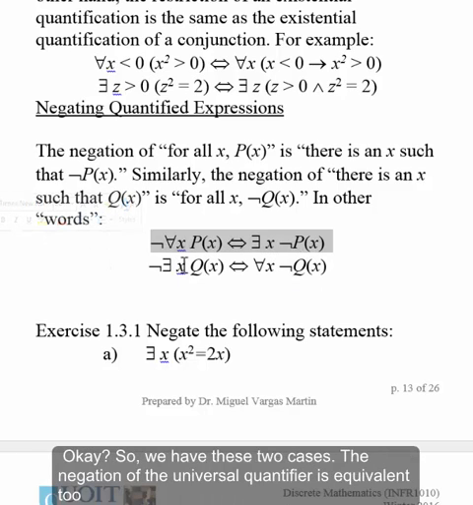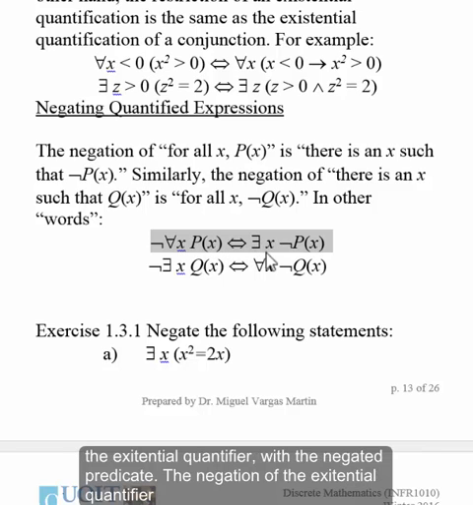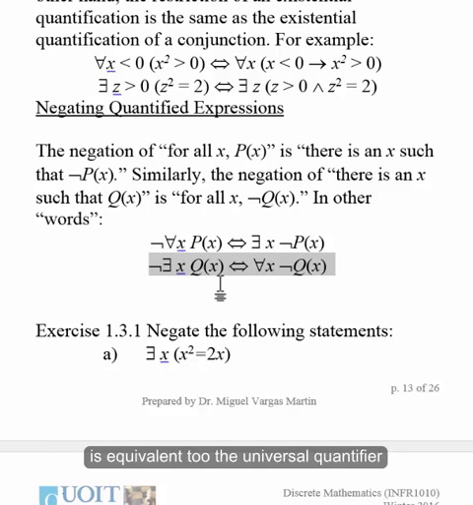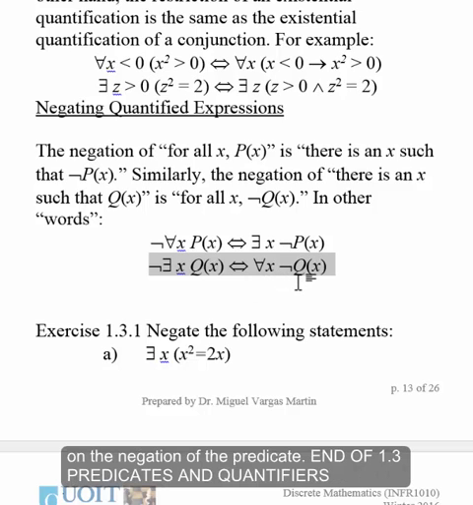The negation of a universal quantifier is equivalent to the existential quantifier with the negated predicate. The negation of an existential quantifier is equivalent to the universal quantifier on the negation of the predicate.